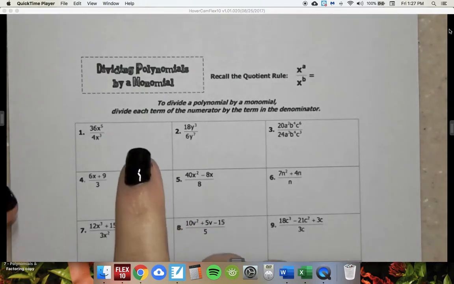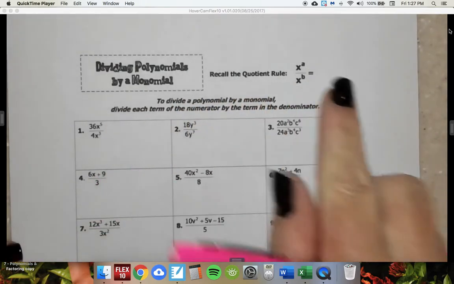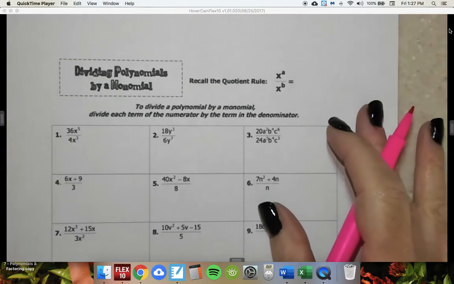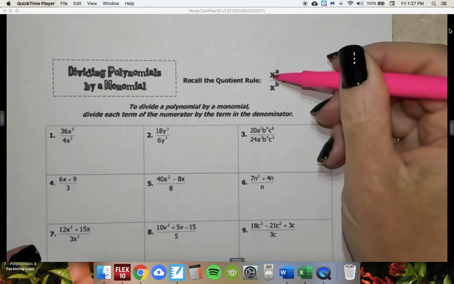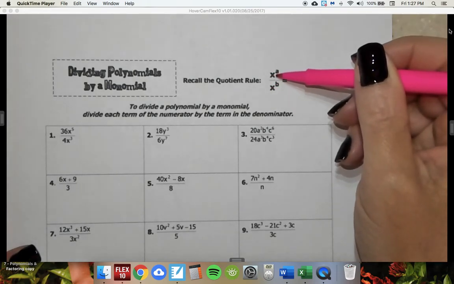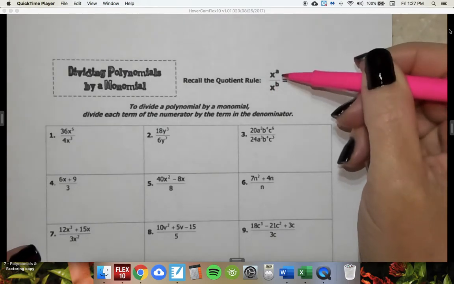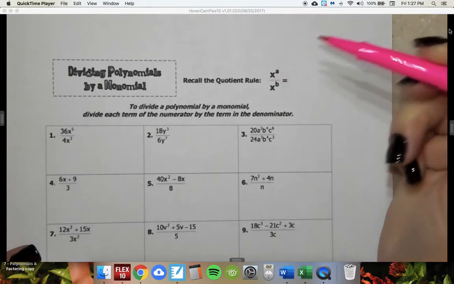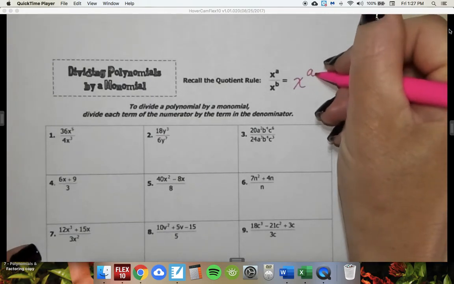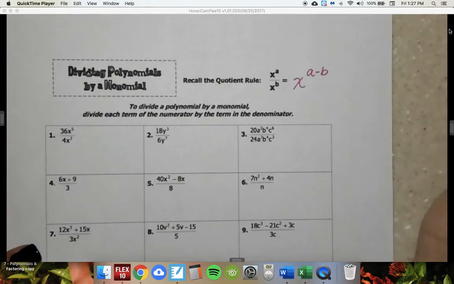Okay, they want to remind you of something called the quotient rule. The quotient rule is when you're dividing terms and you have the same base, so in this case, like x to the a power divided by x to the b power, really what you're going to do is subtract those exponents. So it's really going to be x to the a minus b. And that's one way that you can do it.